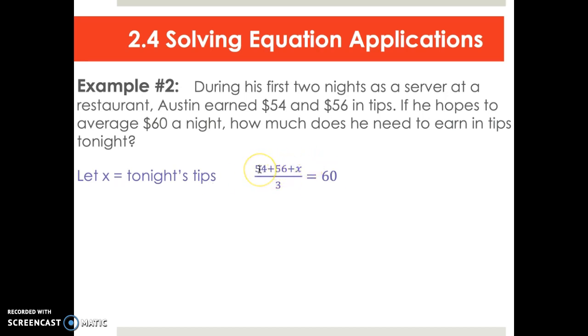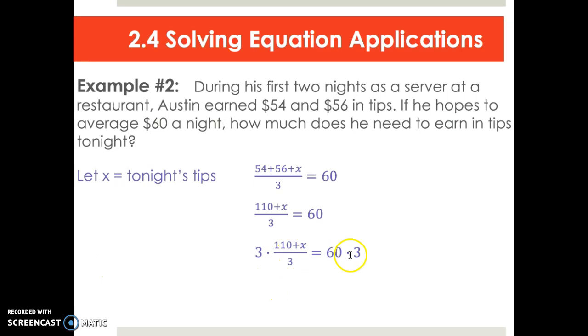He's already earned 54 in tips and 56 in tips, plus how much he'll earn tonight. That's a total of 3 things that we're trying to average. So we're going to divide it all by 3, and that's equal to 60 because that's the average Austin is looking for, $60 each night. Okay, so now we combine our like terms. 54 plus 56 is 110. So now our numerator is 110 plus x divided by 3 equals 60.